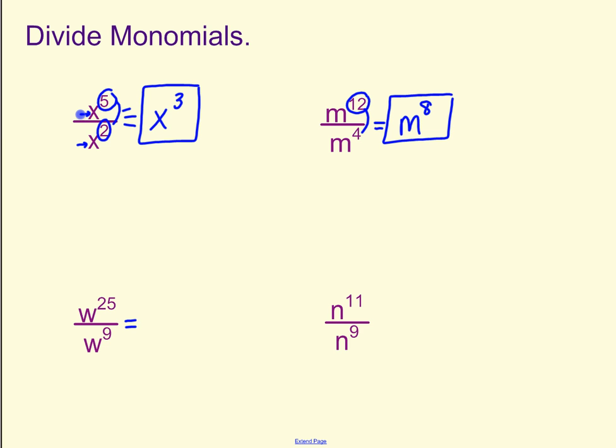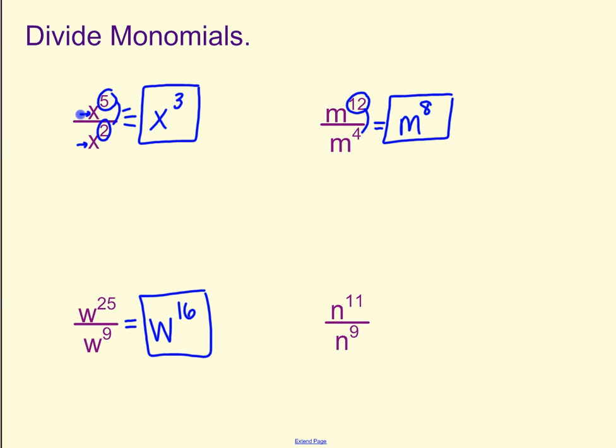They're so great. Alright, here we are dividing our w's. A w divided by a w. So we keep our base of w. So that's the thing we want to remember. When you are dividing the same base, you keep the same base, and then you subtract your exponents. 25 minus 9 gives us 16.